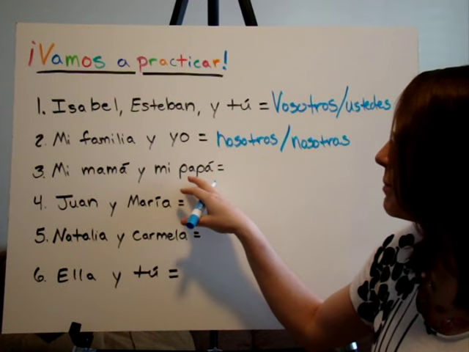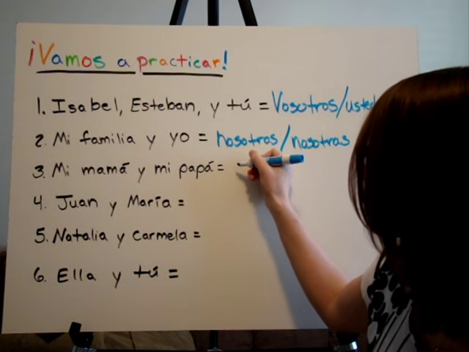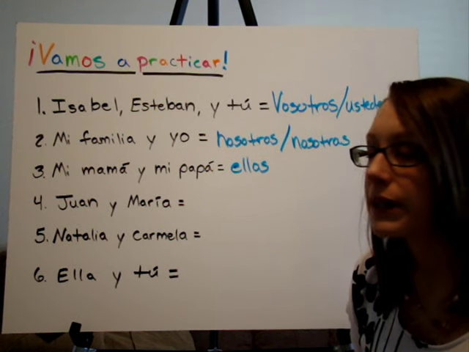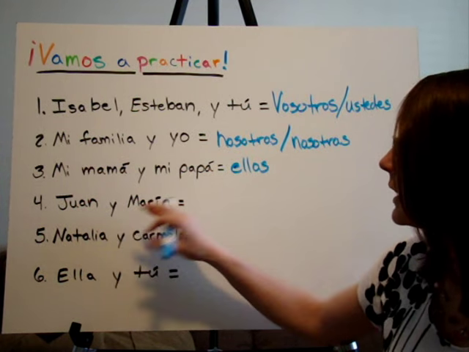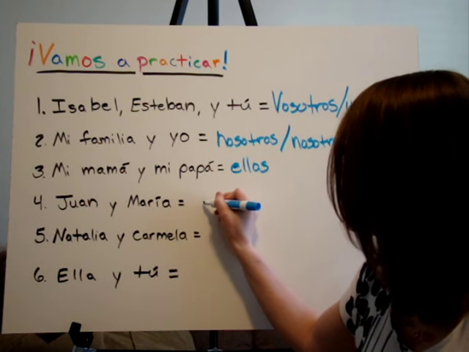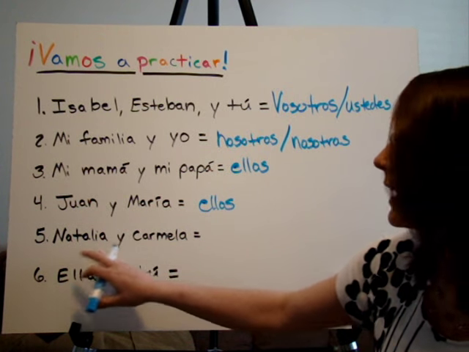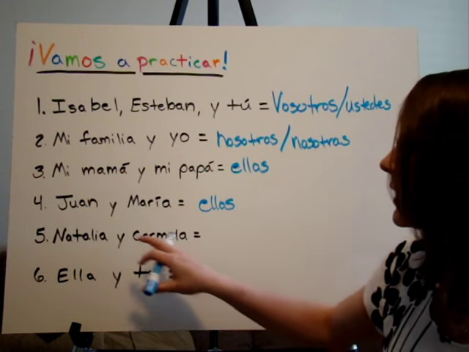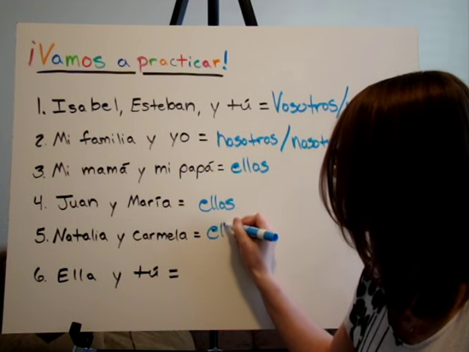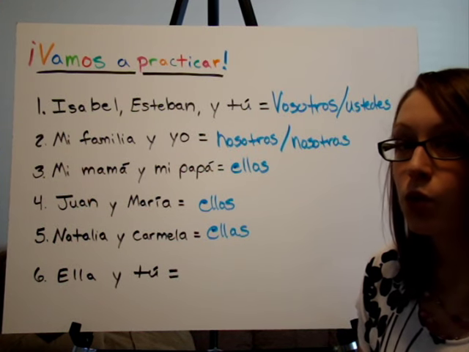Mi mamá y mi papá. So my mom and dad. You would refer to them as ellos. Juan y María, instead of saying Juan and María. Since Juan's a part of this group and it's mixed gendered, we are going to say ellos as well. Now we have Natalia y Carmela. These are both girls. If we were to refer to them, we would want to say they, which we would say ellas. And then lastly, ella y tú.